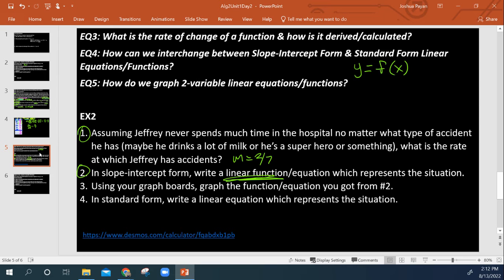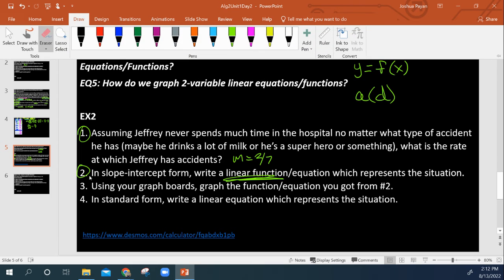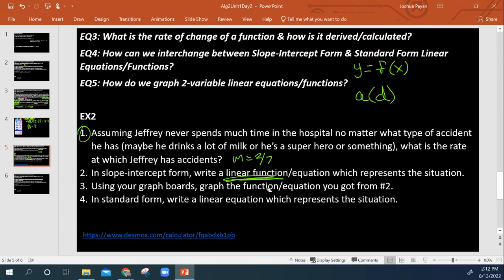So what we would say is the number of accidents is a function of the days that have gone by. Let me use a different color here. Let me try to color code, just doing everything in green. That's going to make some people go cross-eyed, I think. Okay, so we're going to say accidents is a function of days.